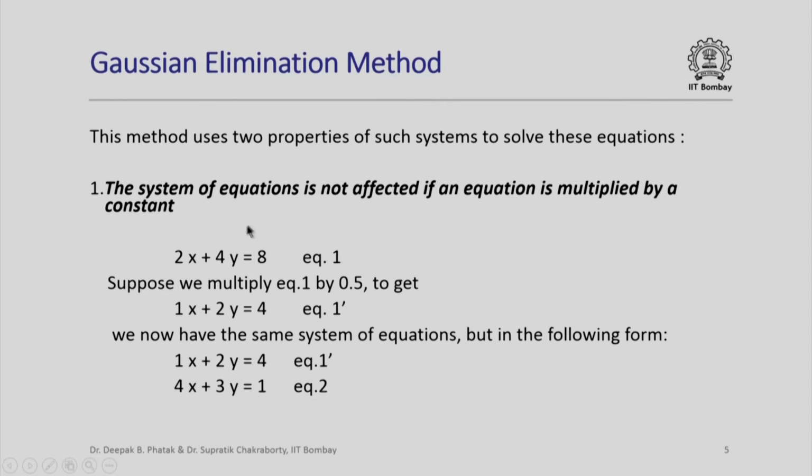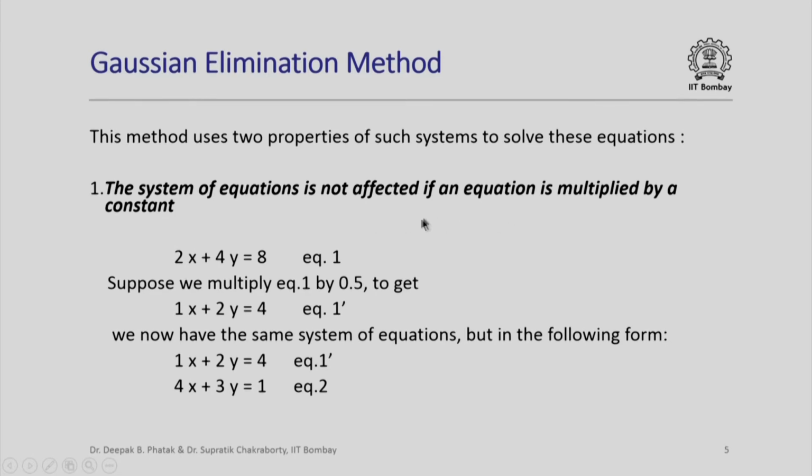We all know how to solve this, but a specific method which actually generalizes and systematizes the normal solution process is known as the Gaussian elimination method. This method uses two important properties of linear algebraic systems to solve such equations. The first: any system of equations is not affected if an equation is multiplied by a constant.